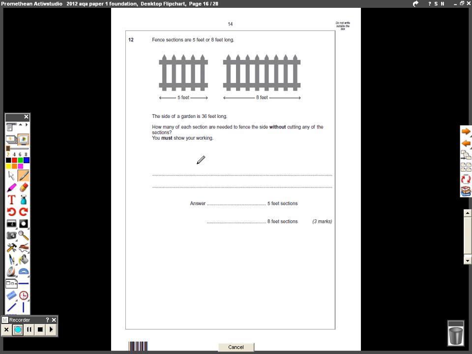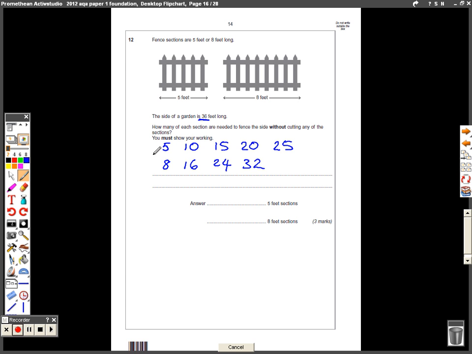Well, let's think about the numbers we can get by putting together 5-foot sections. We could have 5 feet, or 2 of them would make 10 feet, or 3 of them would make 15 feet, or 4 of them would make 20 feet, or 5 of them would make 25 feet. But we're not going to make it to 36 feet. If we took the 8s, we could make 8, 16, 24, or 32. Now by putting those numbers together in some combination, we should be able to end up with 36 feet.